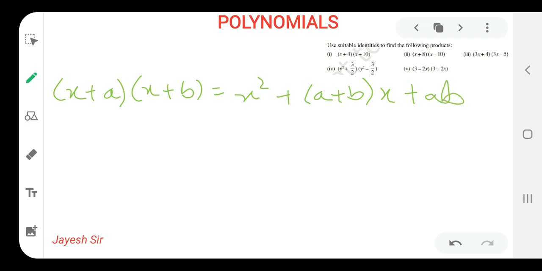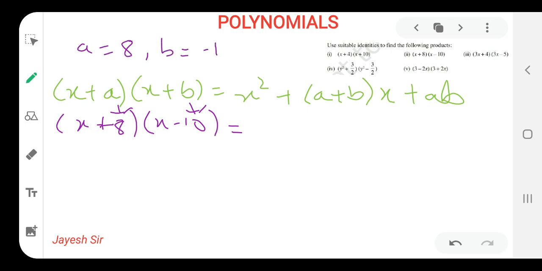Now we just have to put the values, and after writing the sum we will easily be able to relate it. Here it is x plus 8 and here it is x minus 10. So what we see, friends, is that we have the value of a as plus 8 and the value of b as minus 10. I hope you all are getting it, friends.